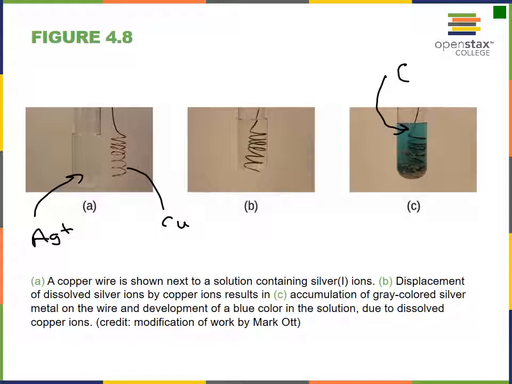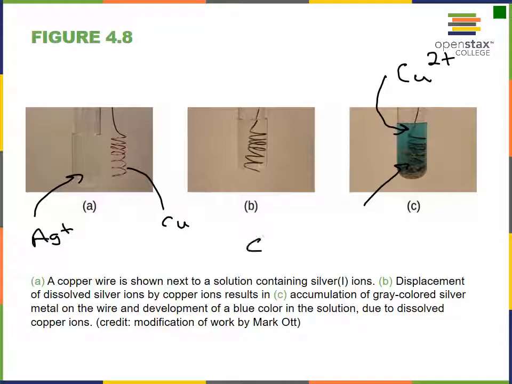Over here, we're going to see some blue solution. That's actually copper 2 plus. That's making that nice blue solution. And there's going to be a gray, kind of silvery, coating on there, and that is because the silver has become electroplated. It's actually stuck as a metal onto the piece of copper wire.